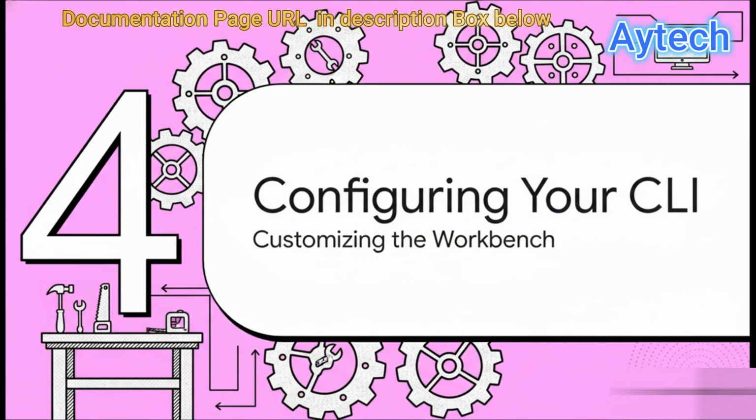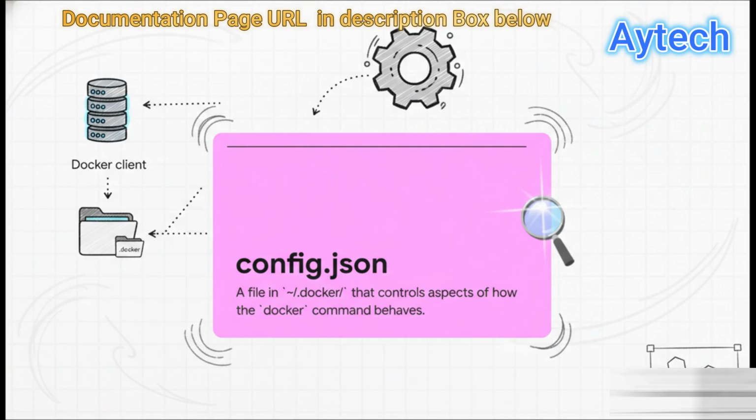So now that we understand the commands, let's talk about how we can customize our workbench to make it fit our own workflow a little better. Docker's behavior can actually be tweaked through this one little configuration file called config.json. You'll usually find it tucked away in a hidden .docker directory right in your home folder. This is like the central control panel for your Docker client.